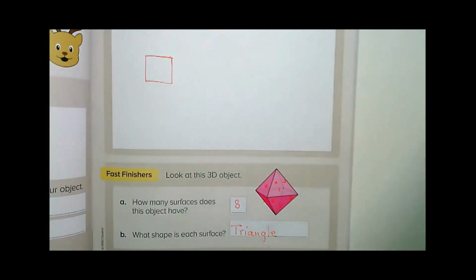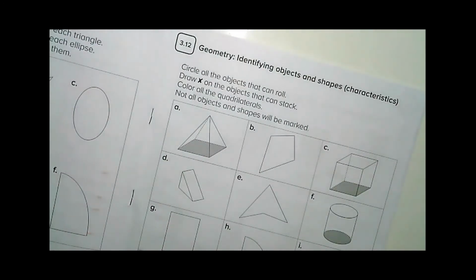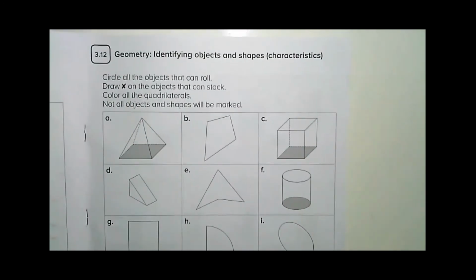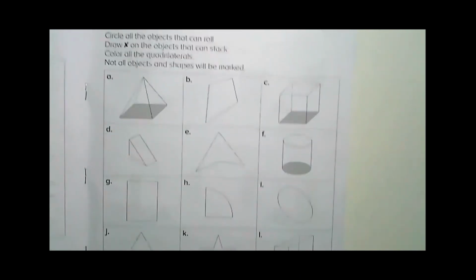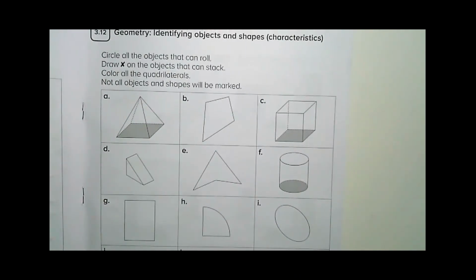Now let's go on to the practice. Practice 3.12. Circle the objects that can roll. What are the objects that can roll in here? I want you to circle them. Pause the video and do the practice first, then come back for the correction.